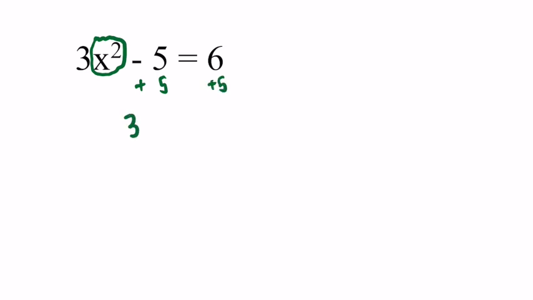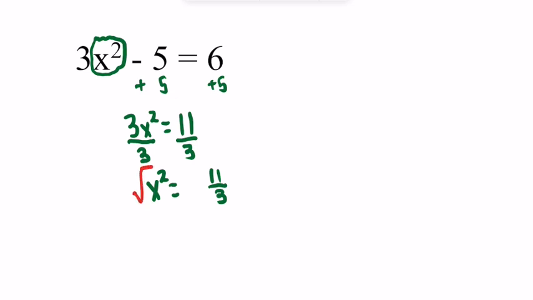And this leaves us with 3x squared is equal to 11. And then we divide both sides by 3. And this leaves us with x squared is equal to 11/3. Now that we have the thing that's being squared by itself, we can take the square root of both sides. On the left side, the square root of x squared is just x.